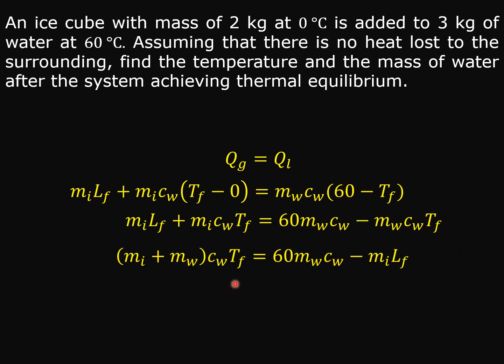Okay, since our aim is to find this TF, which is the final temperature after the system achieves the thermal equilibrium, the next step is that we try to put this second term at the right hand side and the second term at the left hand side of the equality sign together. So if we bring them together, we can factorize the CW and the TF, and then we write at the left hand side and the right hand side. That means this MI LF, we have to bring it to the right hand side. So the right hand side, we have two terms also.